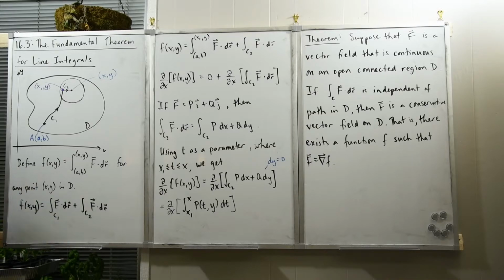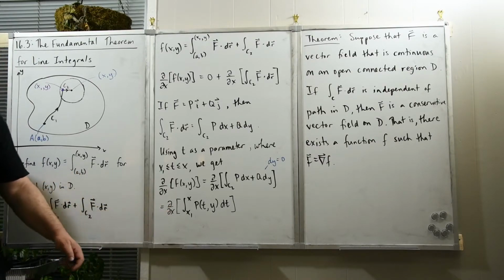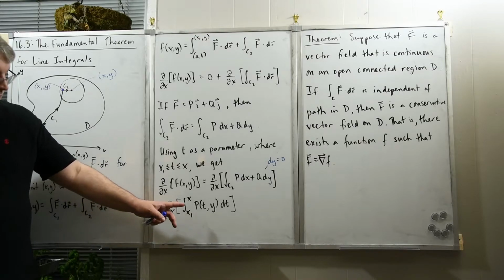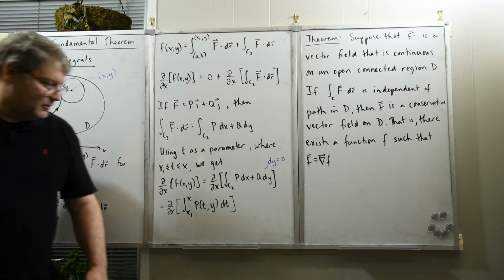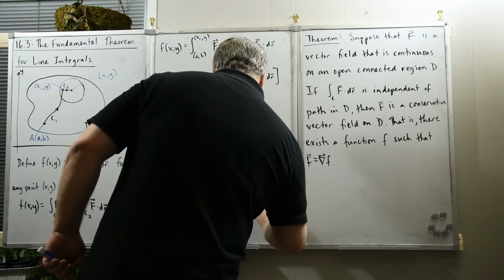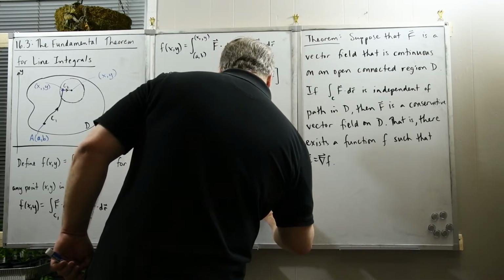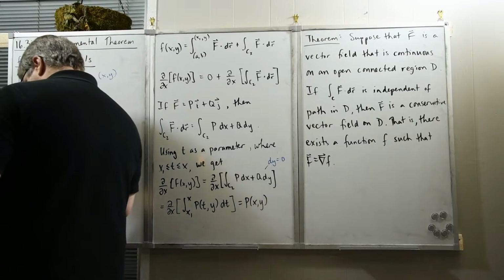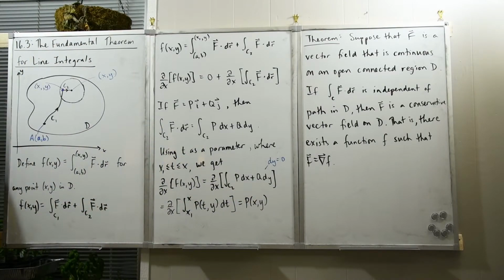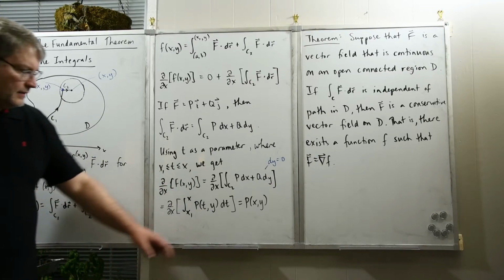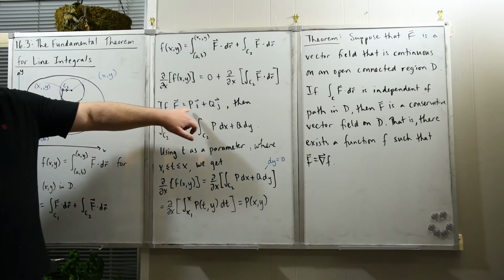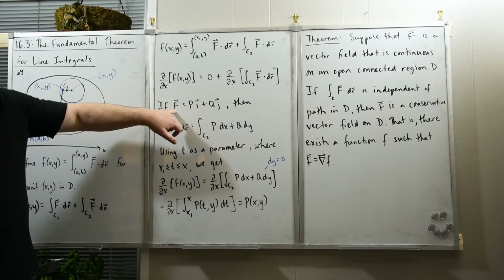But then, if you use the fundamental theorem of calculus, what you would get is that this is just the partial with respect to x of the integral from x1 to x of p of t comma y dt. All we have to do is plug in the x for t, and we have our result. So this will be the same thing as p of x comma y. Now let's think about what that means. What it means is that the partial derivative of this little f with respect to x is our p of xy, which is the first component of our big F.